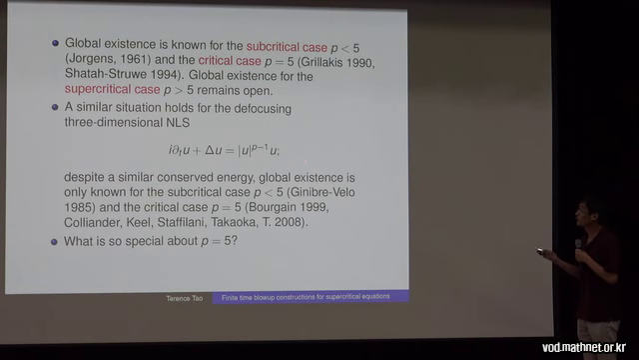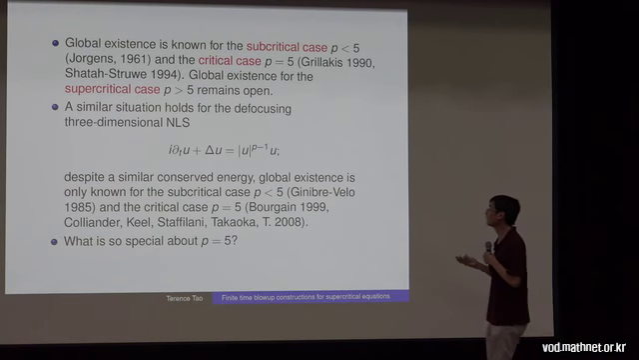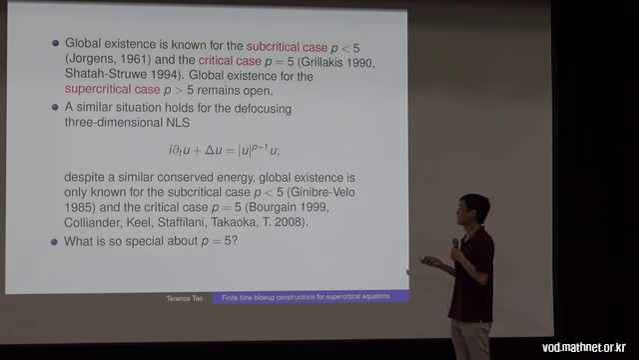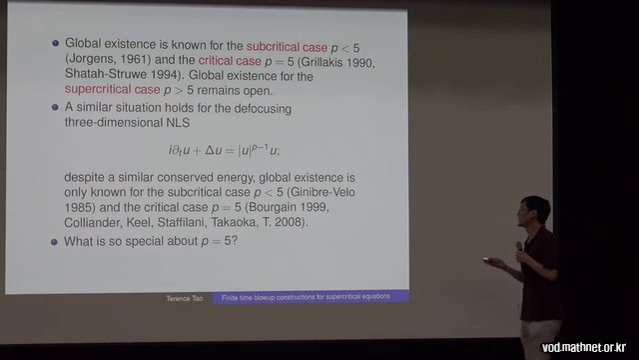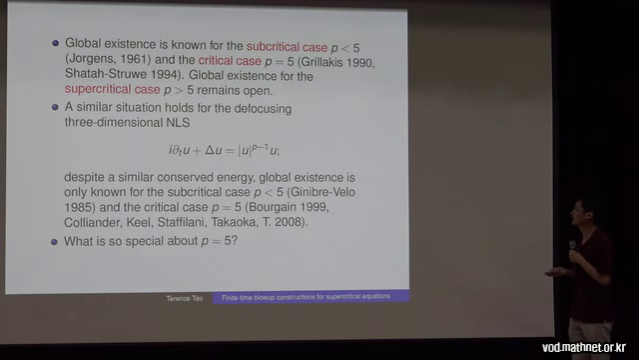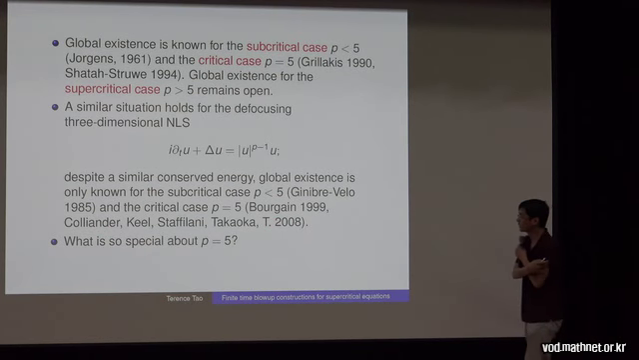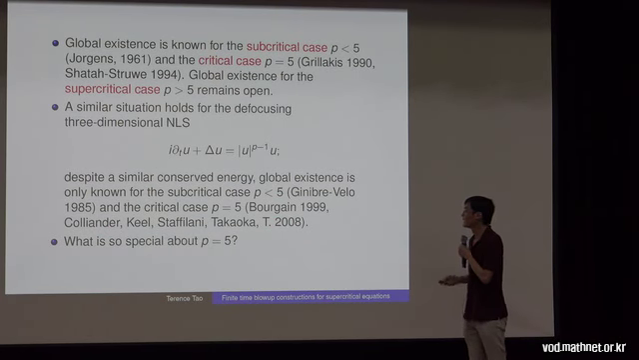Same thing for the nonlinear Schrodinger equation down here. Again, for p less than 5, we have global solutions for smooth data. This was done as far back as 1985 by Ginibre and Velo. When p equals 5, this was a lot harder. Jean Bourgain was able to prove it in the radial case, and then I managed to prove it in 2008 with 4 other people, Colliander, Keel, Staffilani, and Takaoka. And for p bigger than 5, we don't know.